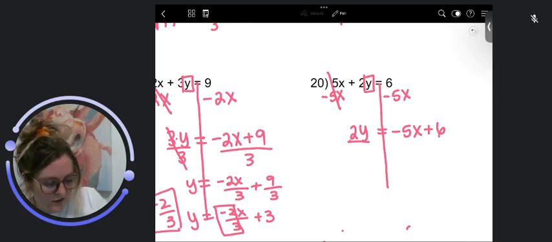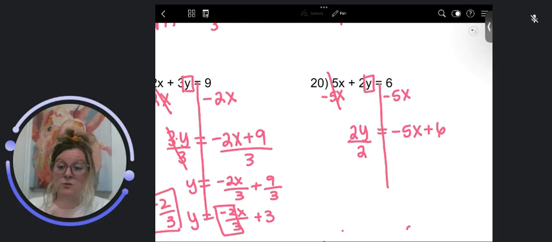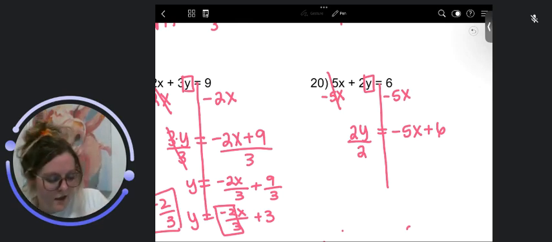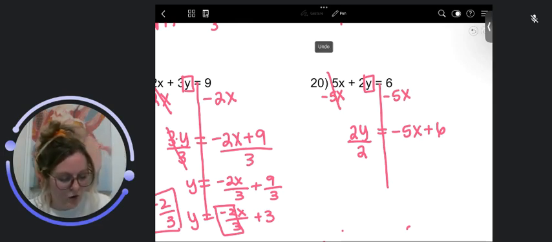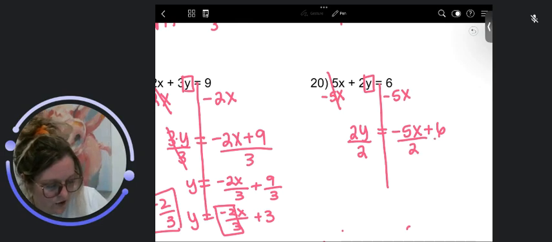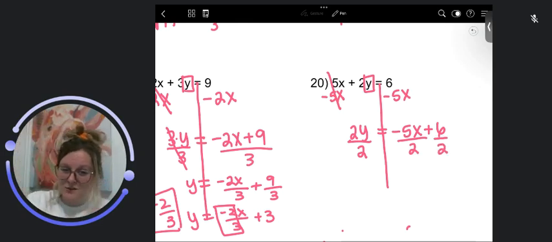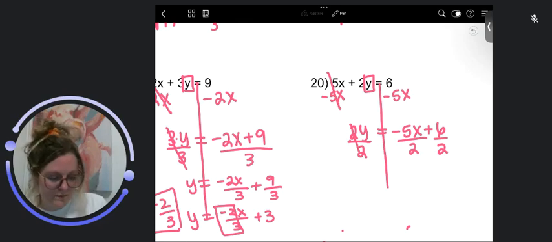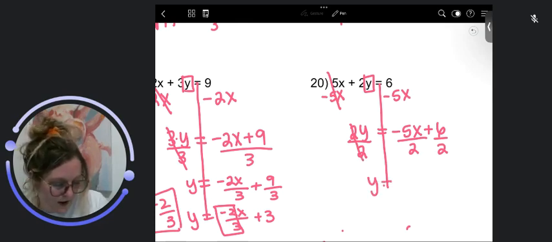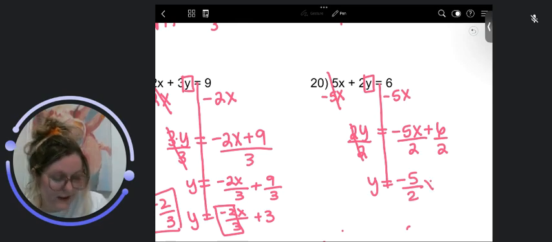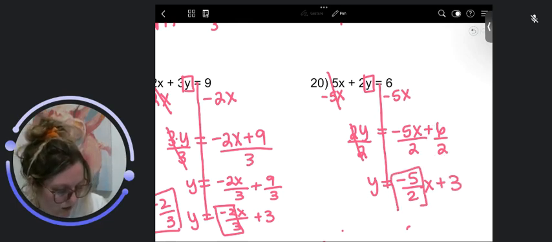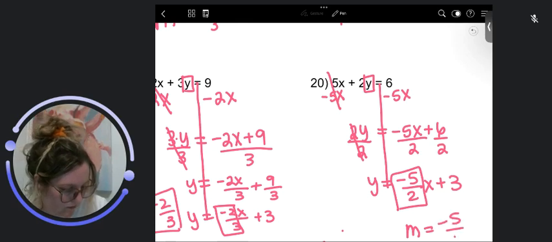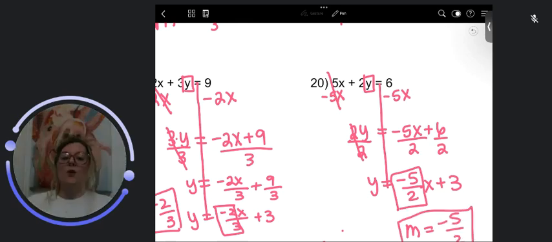I need lastly to get rid of the 2, so it's multiplying y. The opposite is divide. Everybody on the right side gets divided by 2. If you want to, you can write that as divide by 2, divide by 2. I prefer to do it this way. On the left, they cancel. I have a y. On the right, I have negative 5 over 2 x. Cannot be simplified. And then if we really wanted to, 6 divided by 2 is 3. And my slope that I'm looking for is in front of x. So my final slope here is negative 5 over 2.